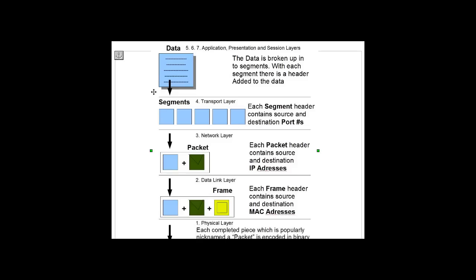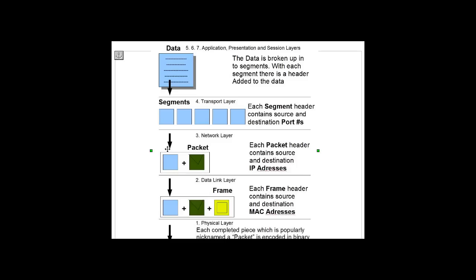Then going down the layers in the network architecture, because we're going to send this data over the internet, we're encapsulating a package to be sent on the internet. So at layer 3, the packet is added to our package. Each packet header contains source and destination IP addresses. So now we have the segment, which has the data in it, and the segment header, and now we have the packet header in our total package. And the packet header has source and destination IP addressing information.